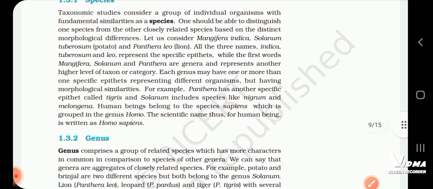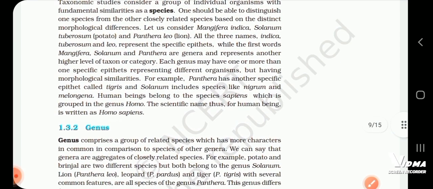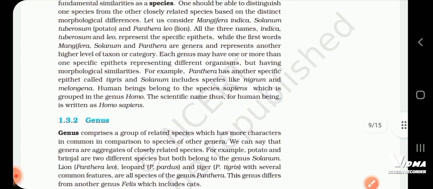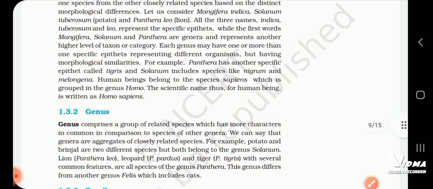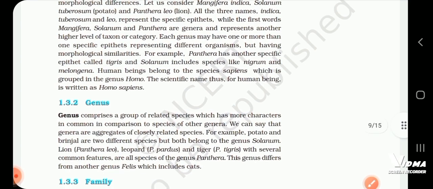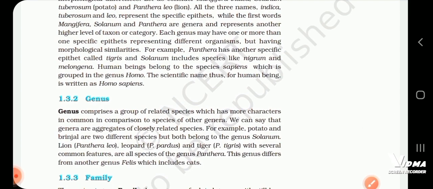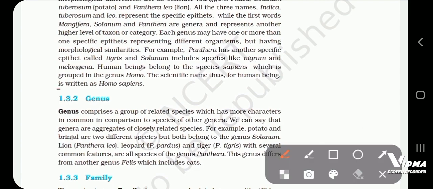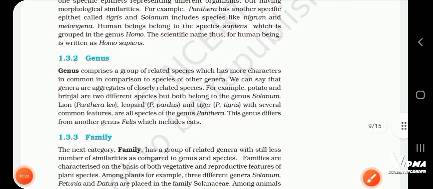Each genus may have one or more than one specific epithet representing different organisms but having morphological similarities. For example, Panthera has another specific epithet called tigris. Solanum includes species like nigrum and melongena. Human beings belong to the species sapiens, which is grouped in the genus Homo. The scientific name for human beings is written as Homo sapiens.